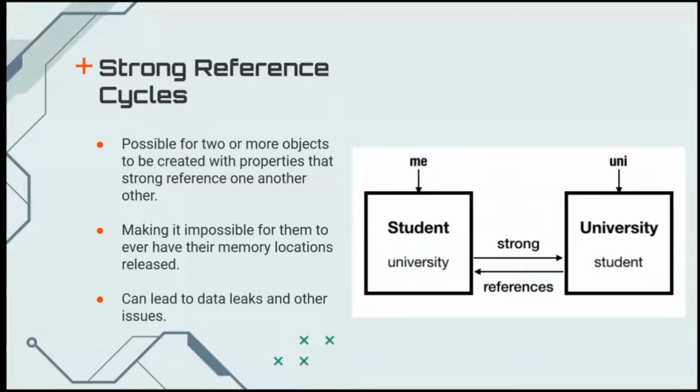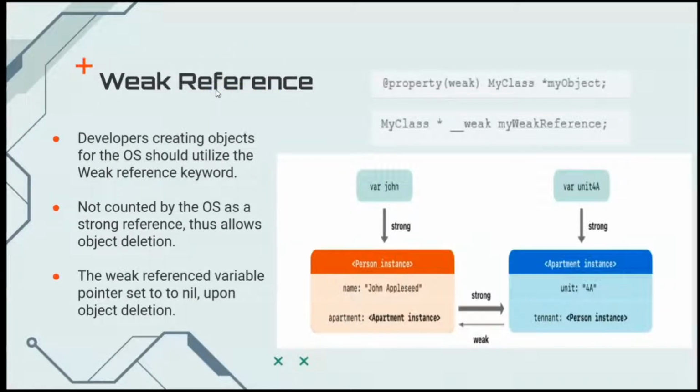that references a property in another object, and that object can reference a property in the other object, and this creates a situation where these objects will never be deleted no matter what. This is called a strong reference cycle, and if left unchecked can lead to very serious and compounding issues such as data leaks, which can grow and have serious repercussions down the line for the operating system.